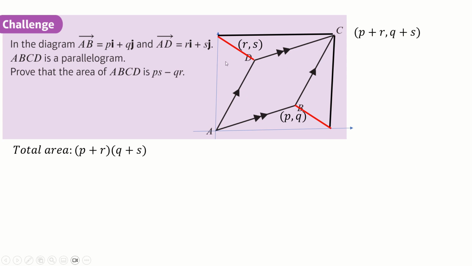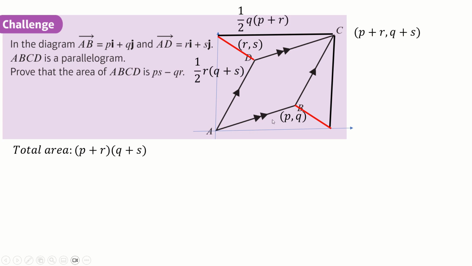This length here is r by this definition here. So this area is a half times r times q plus s. And this area here, well, the height is q plus s, and you're going to want to take away this s. So that's going to be a height of q. So this length here is q, and then this length, of course, is p plus r. So this area is a half times q times p plus r.